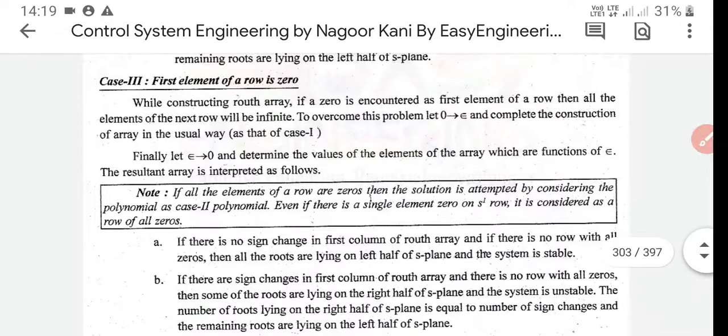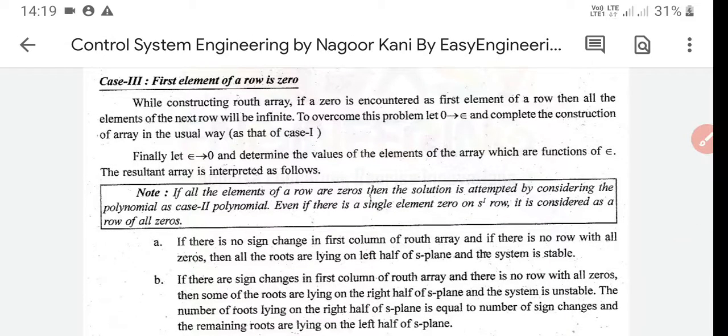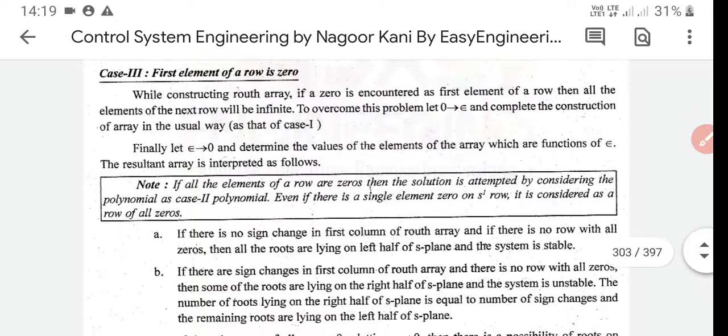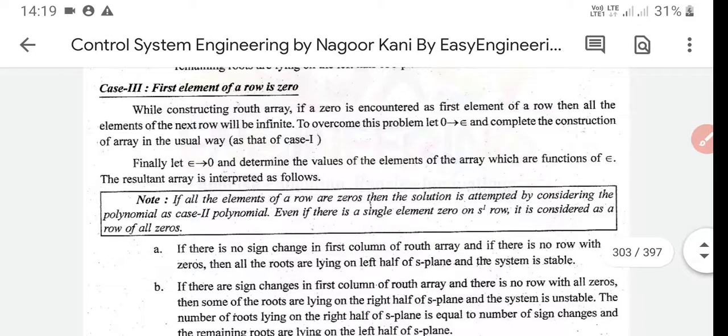Case 2 is when all the elements of a row are zeros, and how you solve the problem and find the stability of the system. That is the second case. The third case is case 3: the first element of a row is 0.